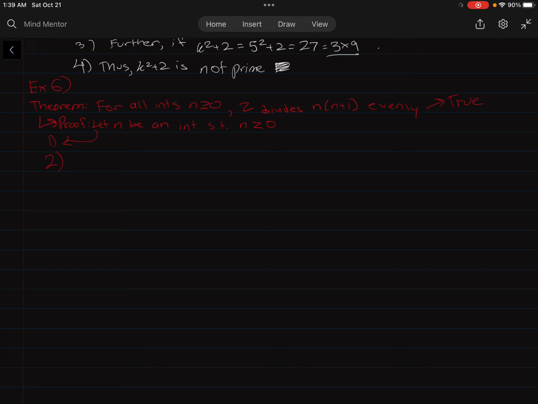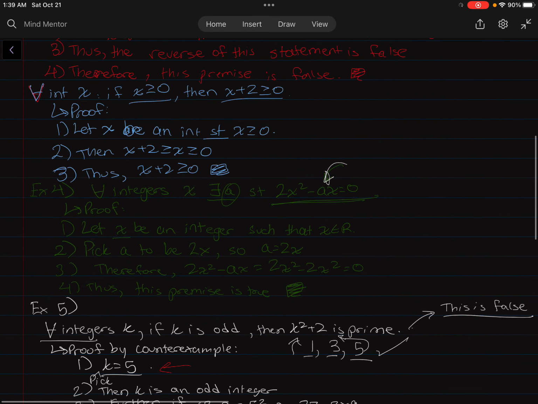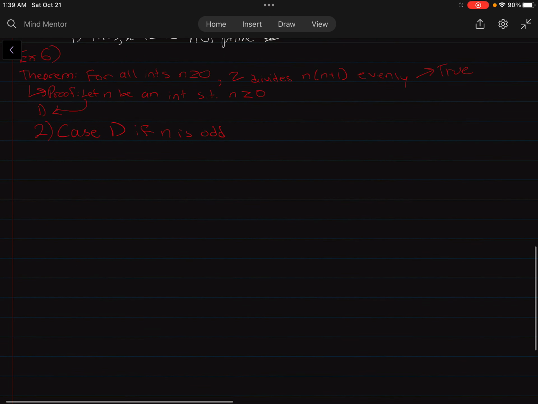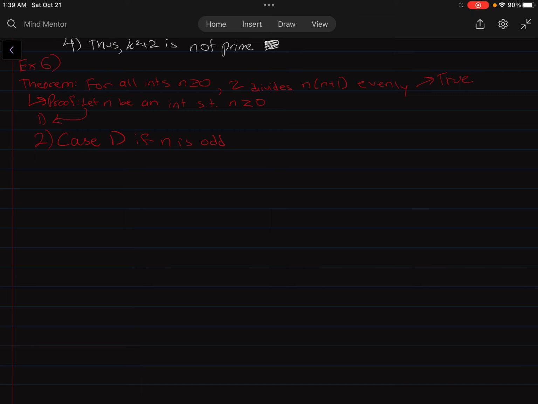And we just prove it using the same logic. So let n be an integer such that n is greater than or equal to 0. Again, we can split this up into cases. Case 1, if n is odd, right? So we prove it for odd cases and then even cases. That's one way to prove for all. Another way was up here. We proved it for all numbers less than or equal to 3, and then for all numbers greater than or equal to 4. So you can do case-by-case proofs like that for large proofs like this.